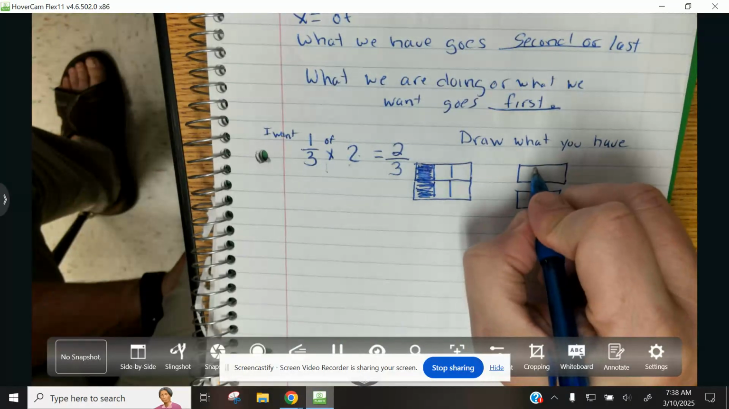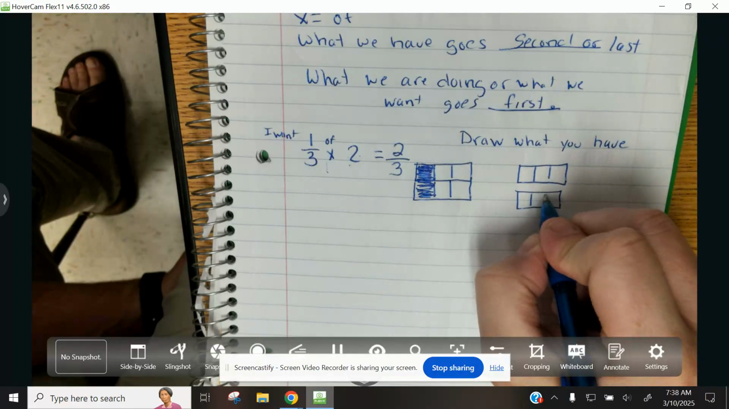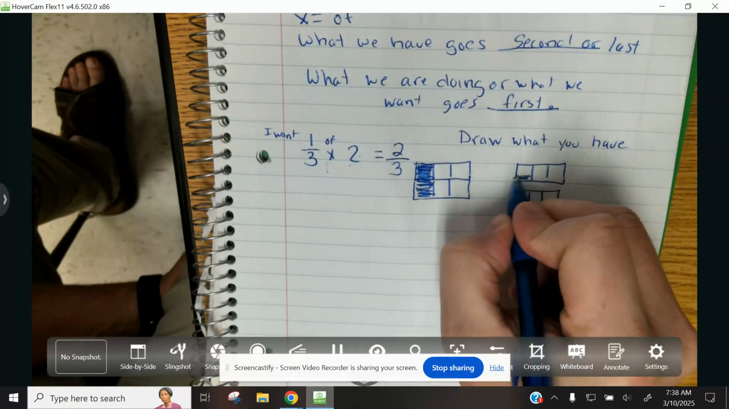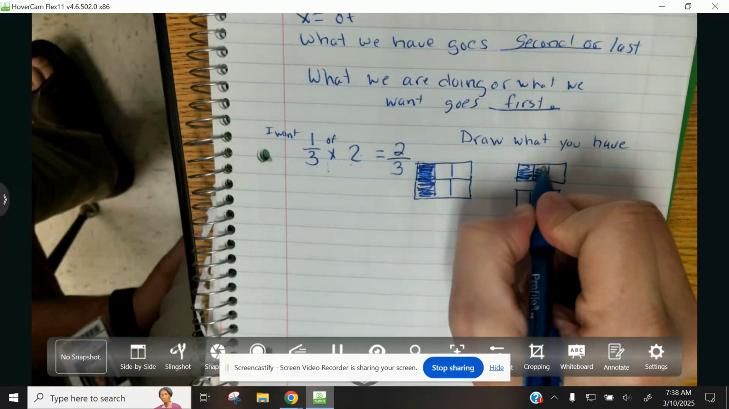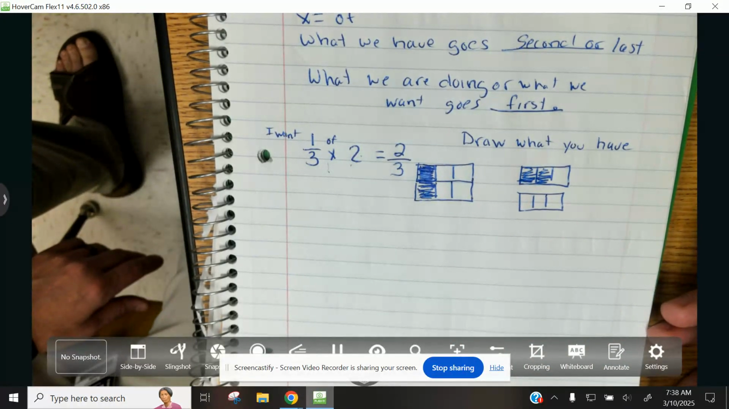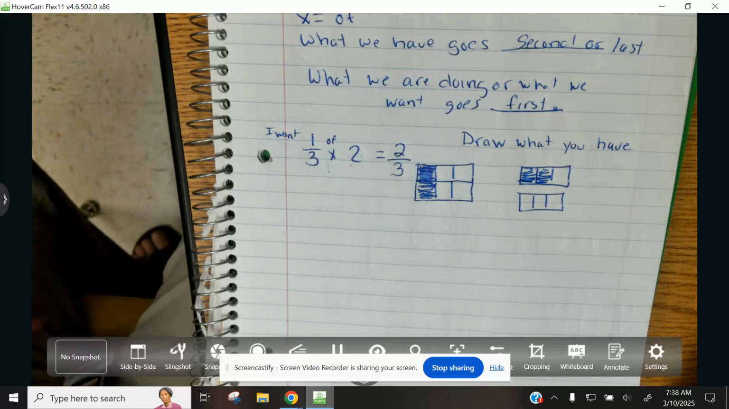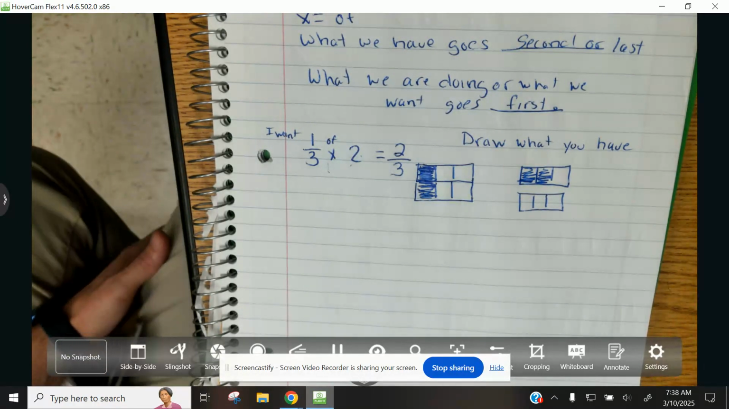I want 1/3 of them. Could you cut them into thirds and go, okay, well, I want this piece? That's a third. And instead of going to the second candy bar, could you just say, I want this piece? Yes, you could. You could absolutely do that, and that would be okay to do.